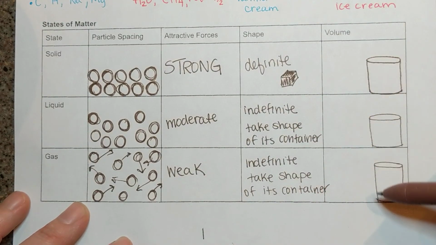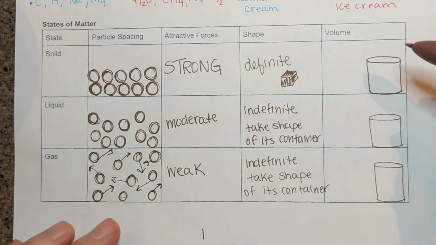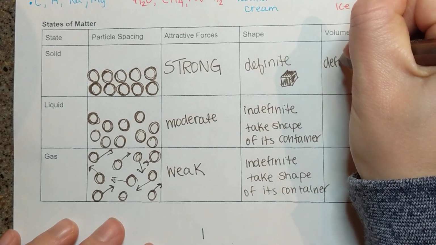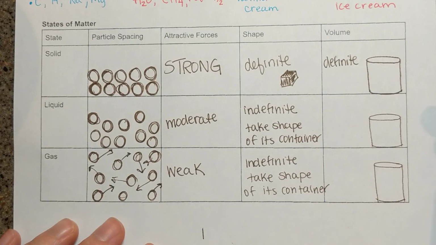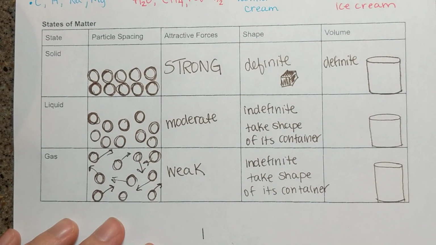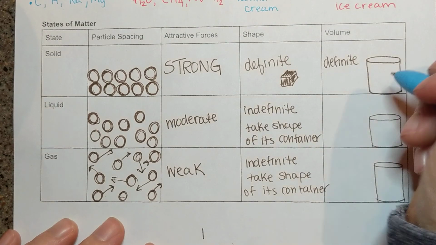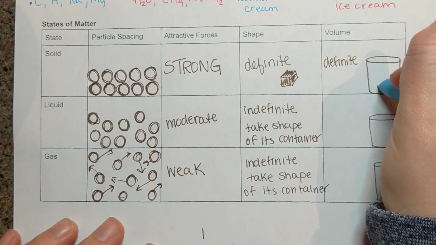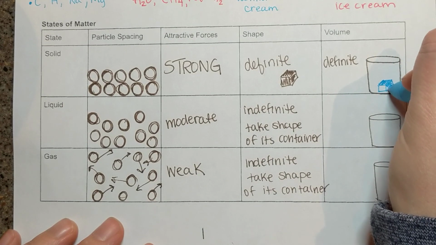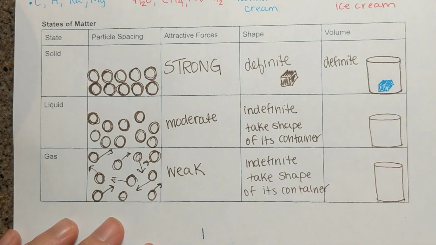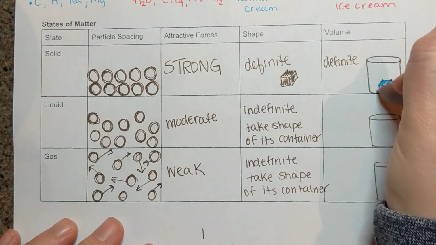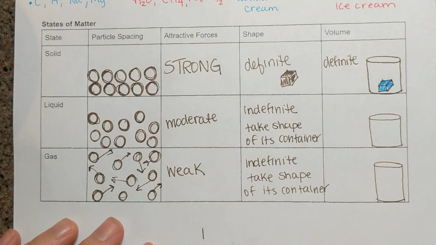Now the volume of these is also going to vary. The volume of a solid, just like its shape, is definite. So if I were to put a solid in my cup here, my solid, if I had a cube, is going to sit at the bottom here of my little container. It's going to hang out. It doesn't matter how big or small of a container I put this in, but my solid is going to sit in every container just like so.